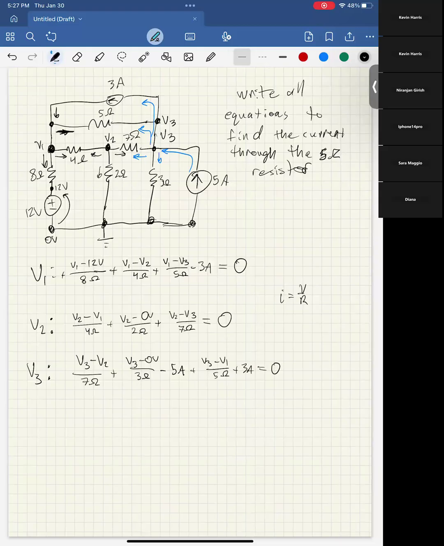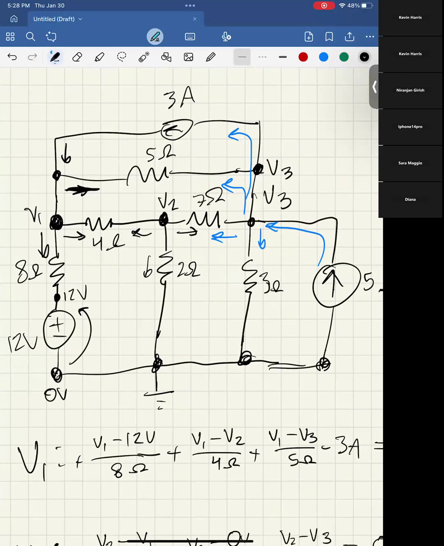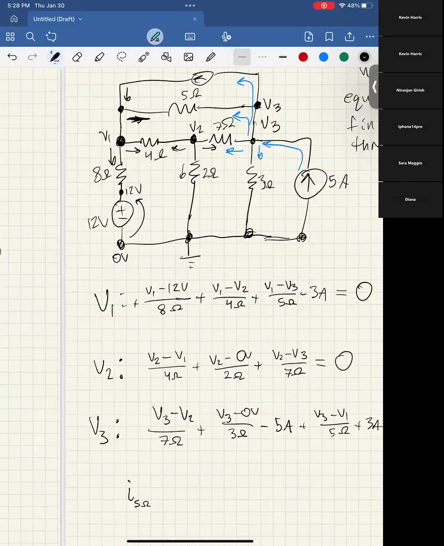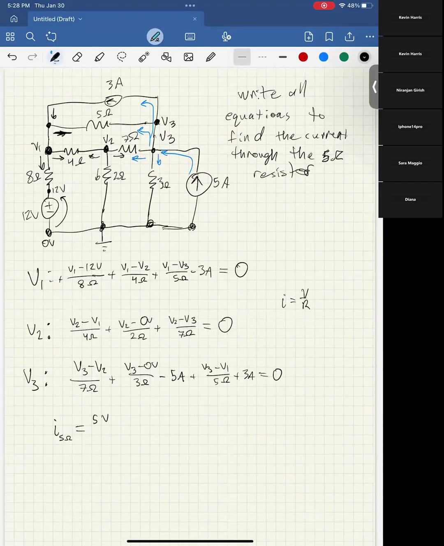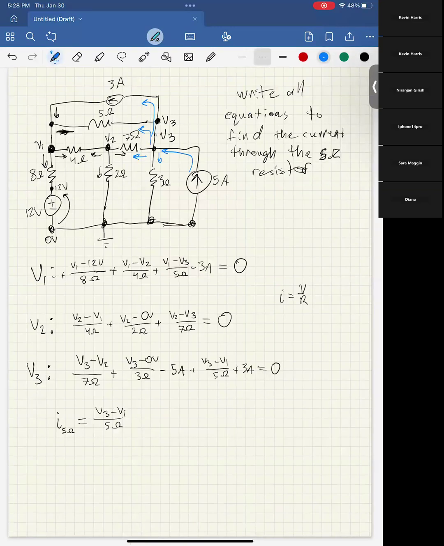Okay, and then last but not least, for this question, it says write all the equations to find the current through the 5 ohm resistor. So these equations here are technically enough, but if we also want to find the current through the 5 ohm resistor, we have to explicitly say that the current of the 5 ohm resistor is going to be V3 minus V1 over 5 ohms, which we've written before. And then just these things, you write those and then you're done with the question.